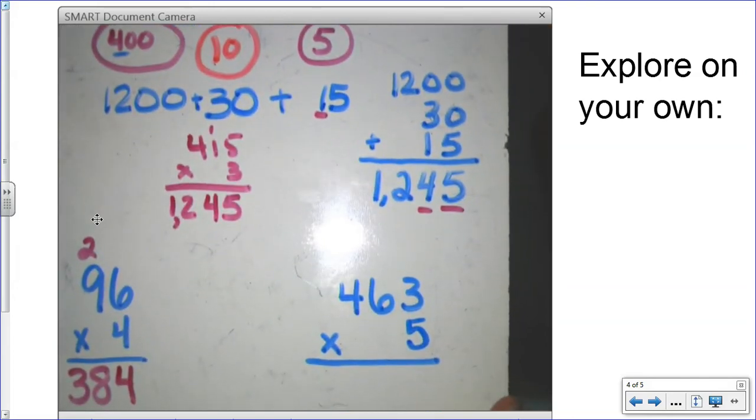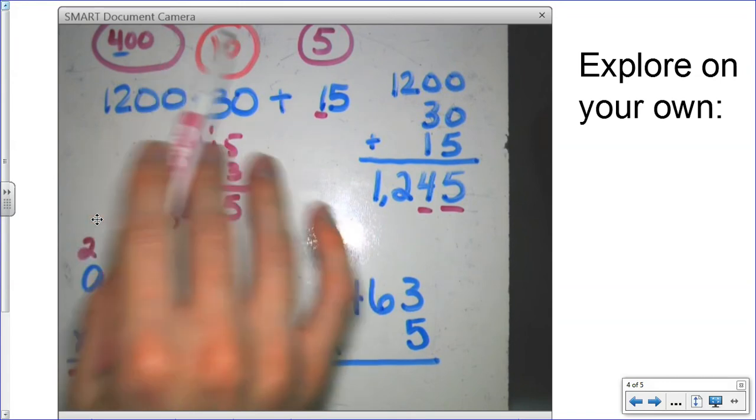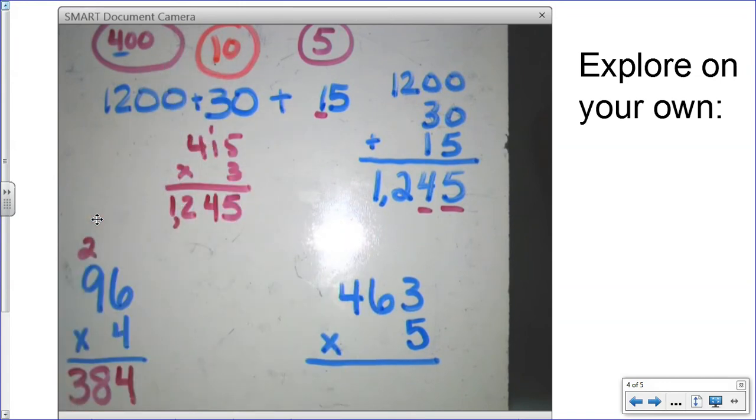Now, we can also do the number bond method up here without doing all the number bond work. And I'm going to model that on 463 times 5. And what I'm going to do is write down the place value of each of these digits, and then we'll add everything together at the very end. So 5 times 3 is 15 ones. So I'm going to write 15 down on the bottom. 5 times 6 tens is 30 tens.